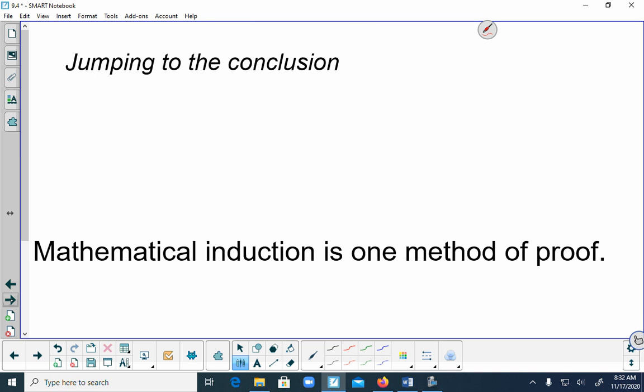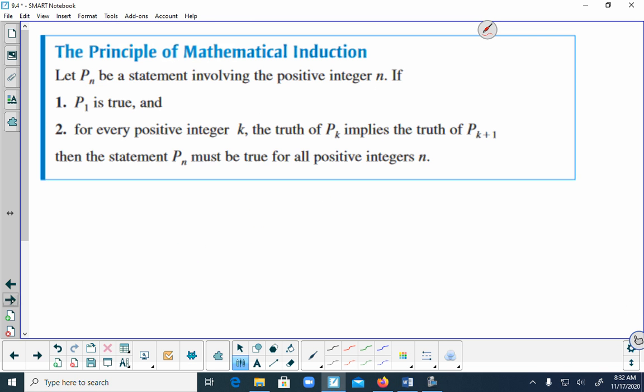So that's me doing all that, so we jump to the conclusion. Mathematical induction is a way of proving it. And there are steps that I have to do. And I say there are 3 steps. The book says 2. I'm grading you, so you're going to go with my 3 steps.